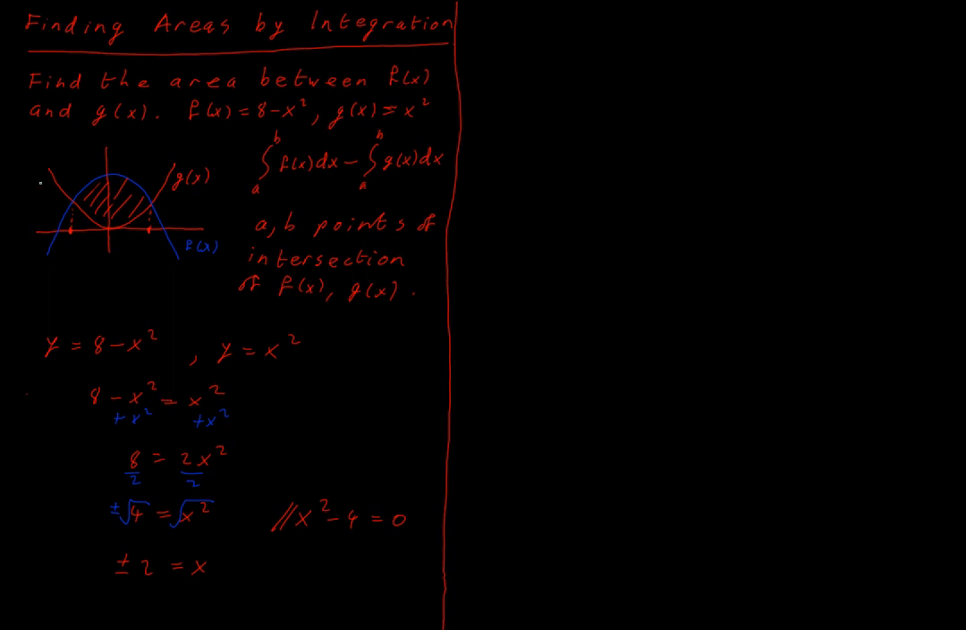So we now have our points of intersection, which give us the limits of our integral, the boundaries of our integrals. So now we want to integrate f of x from minus 2 to plus 2, and f of x is 8 minus x squared dx, and we are going to take away the area underneath the red curve to give us the area in between.